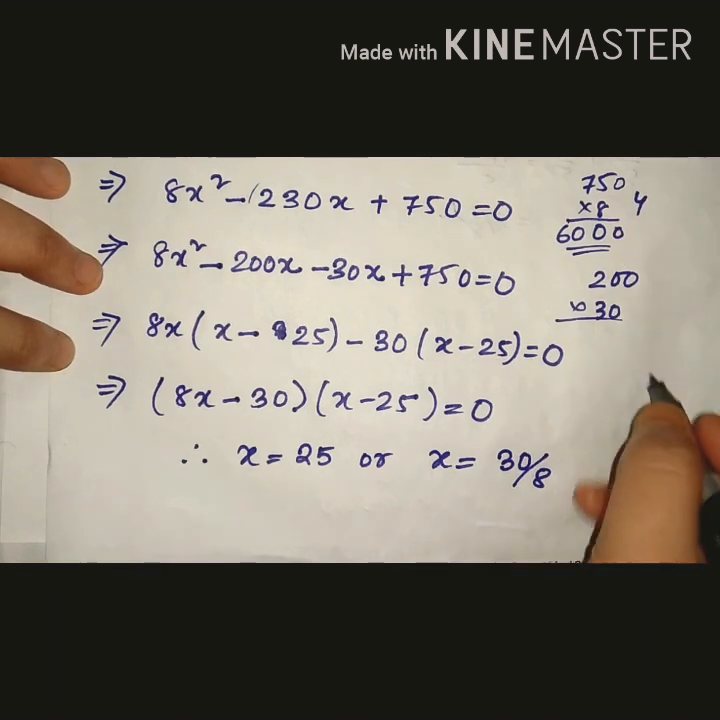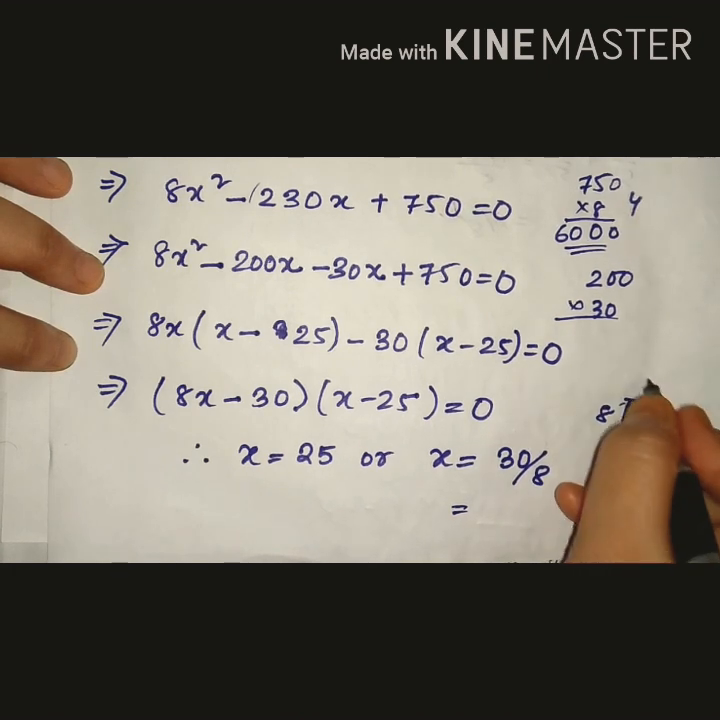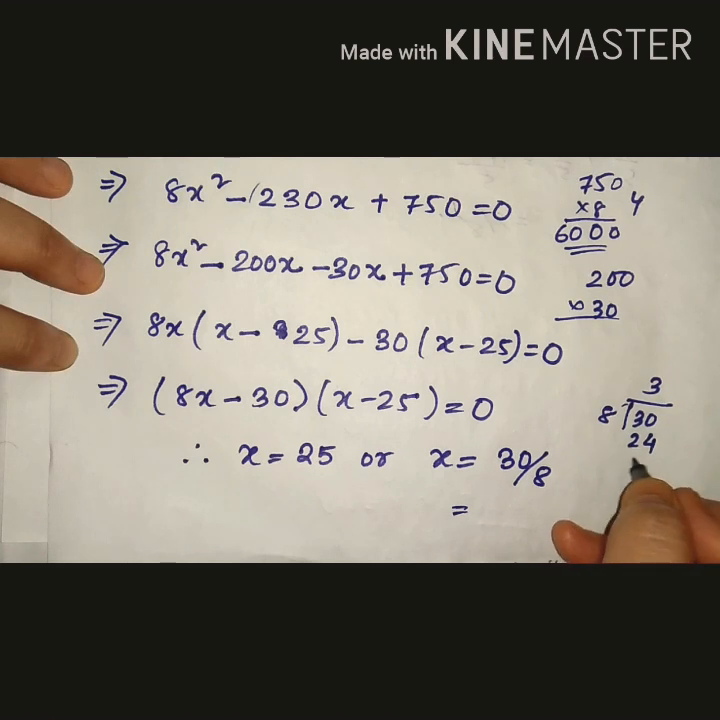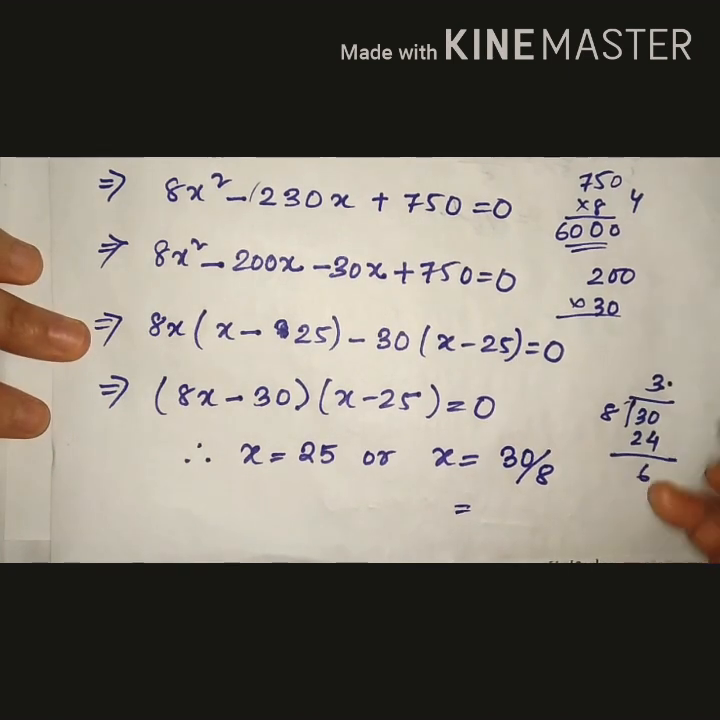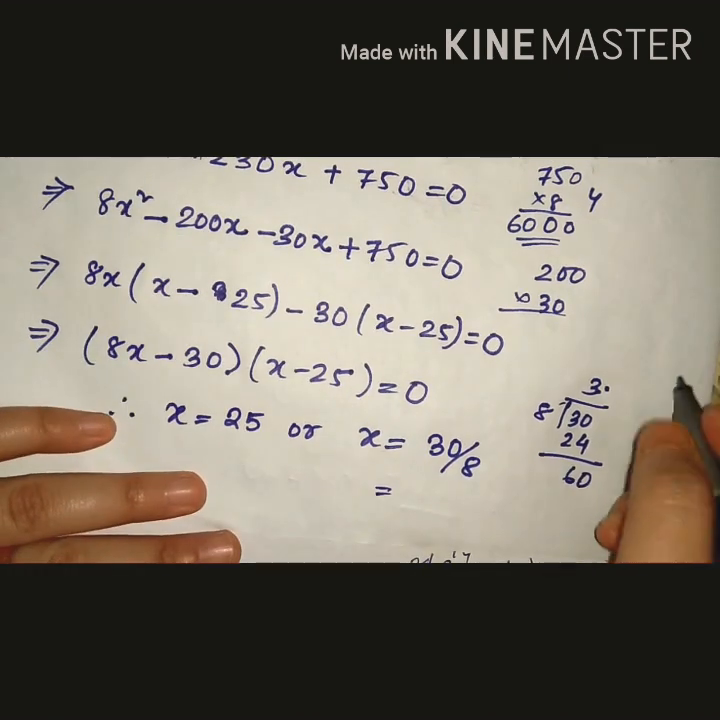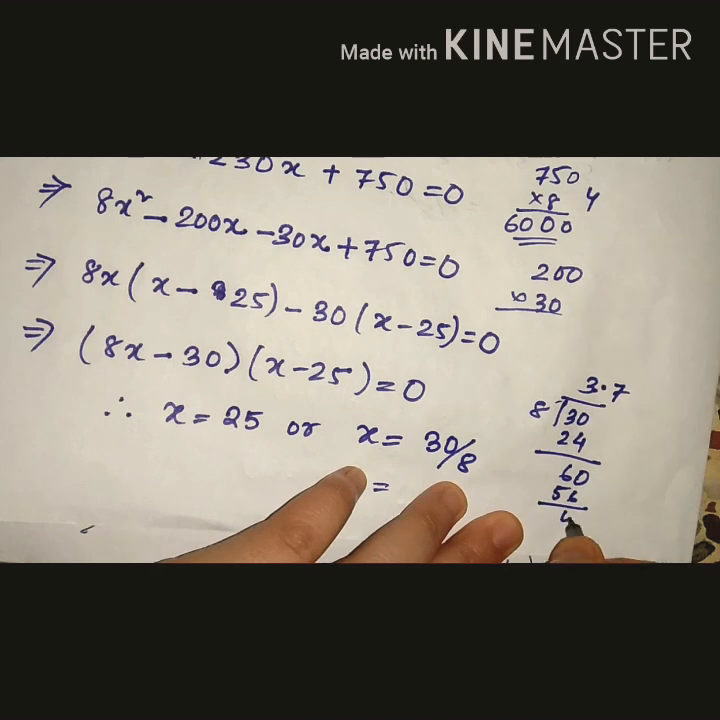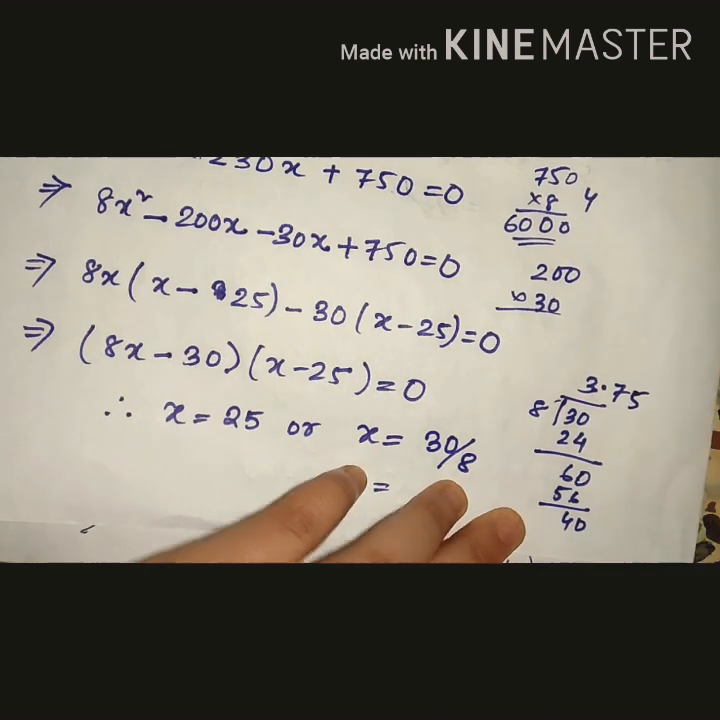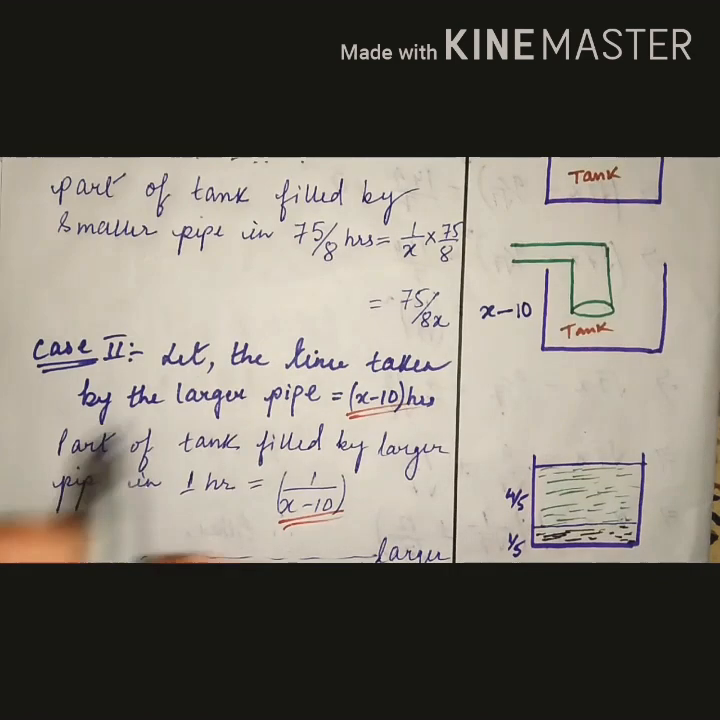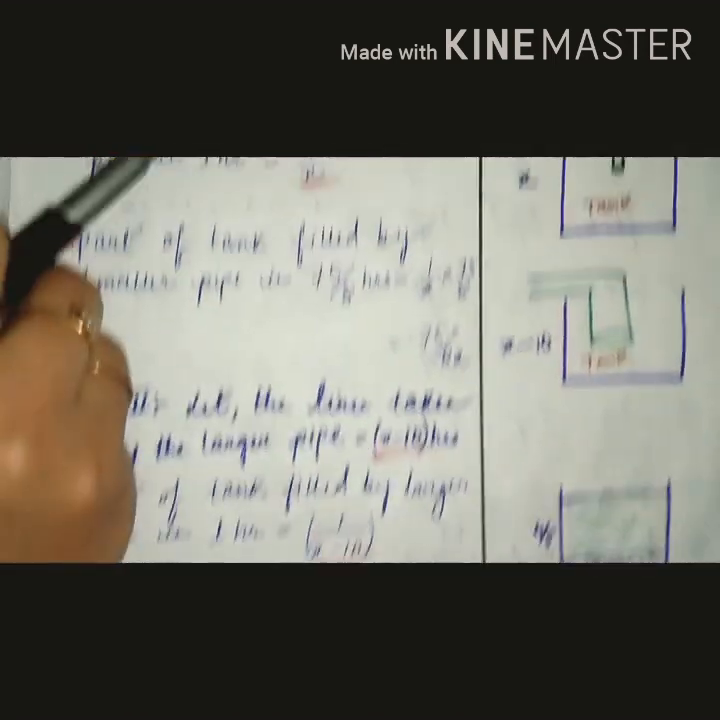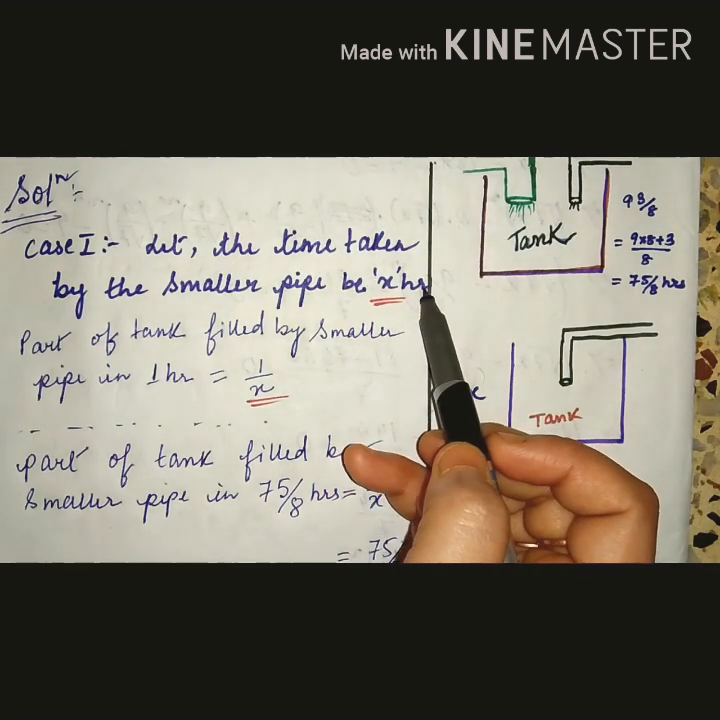So, 30 by 8 is 3.75. Now if we put here, this one is 3.75 hours. You can directly write that, therefore the time taken by the smaller pipe is 3.75 hours.